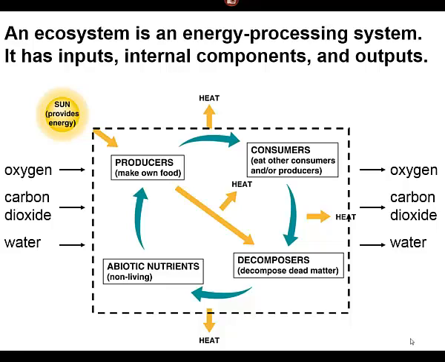It is an energy processing system. You can think of it much like the engine of an automobile. It has inputs, it has internal components, as well as outputs. So this picture here is a simple diagram to help you wrap your mind around what an ecosystem is. Inside of the box, the dotted lines forming the box are the internal components. And as you notice, those are basically a trophic pyramid, a food chain. On the outside of the box, you have your inputs and your outputs.